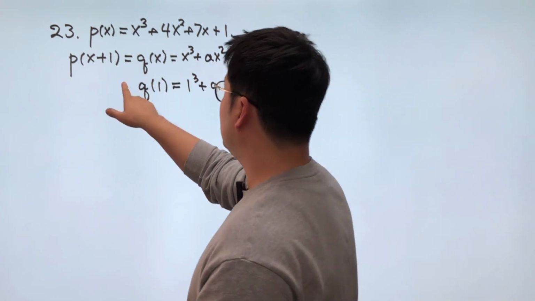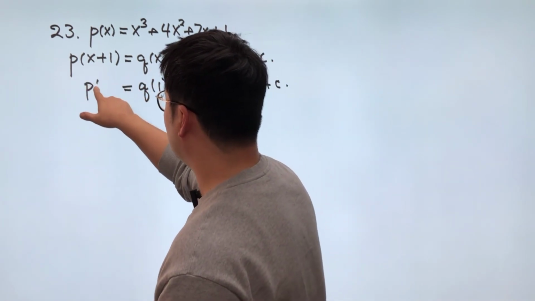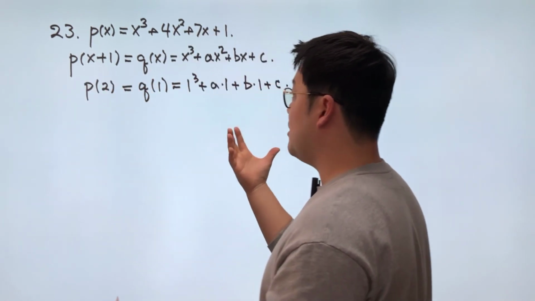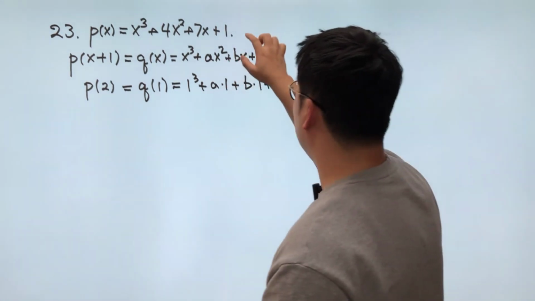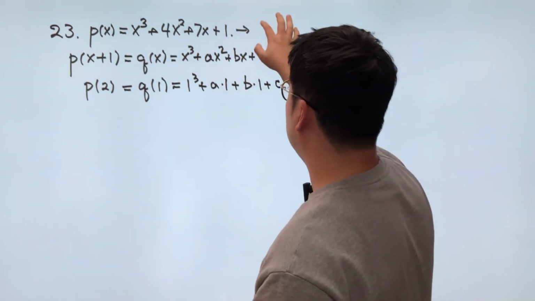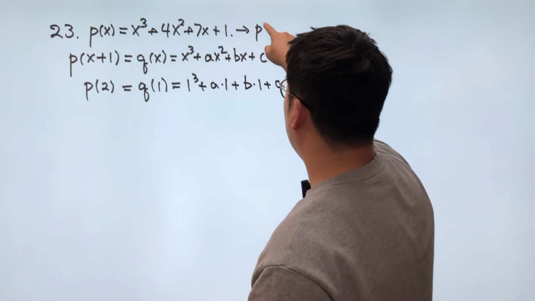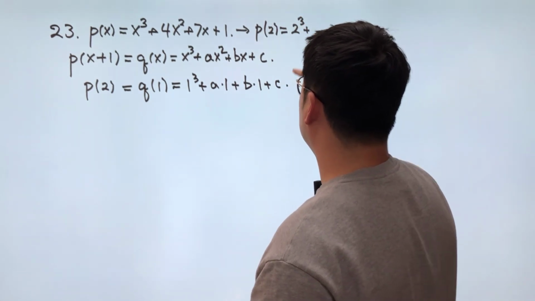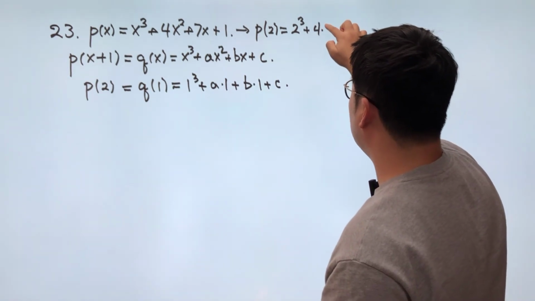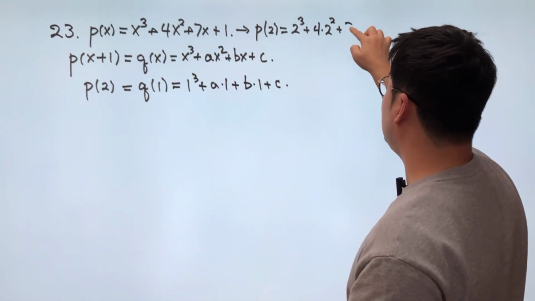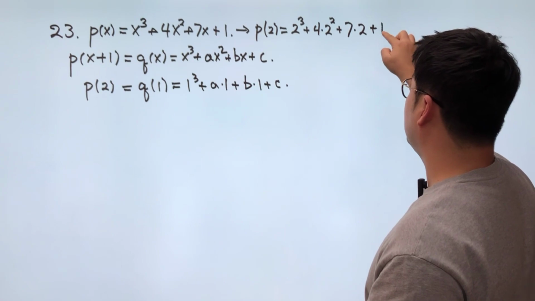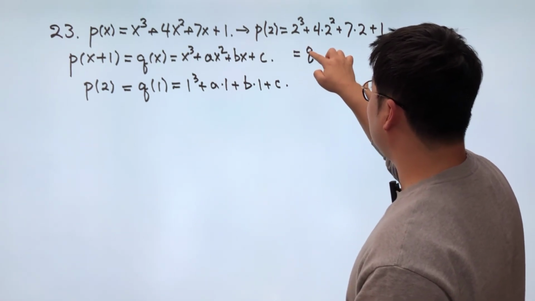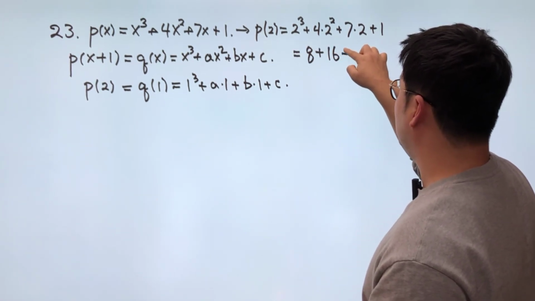So what is then q of 1? Well, we know that this is going to be turning into p of 2. And do we know how to find p of 2? Obviously, I would say. So for instance, p of 2 will be in fact 2 cubed plus 4 times 2 squared, and plus 7 times 2 and plus 1. Okay, so these are turning into 8 plus 16 plus 15.